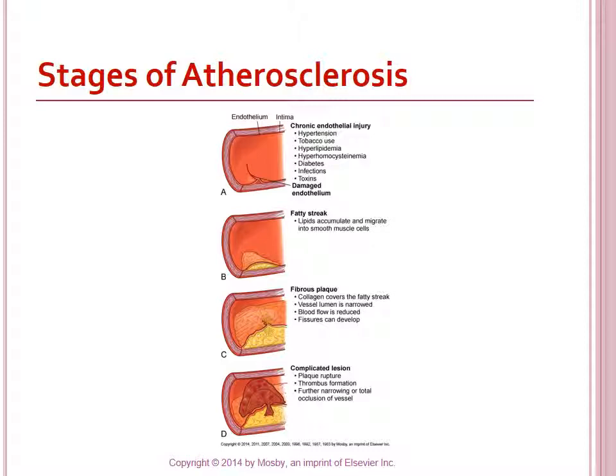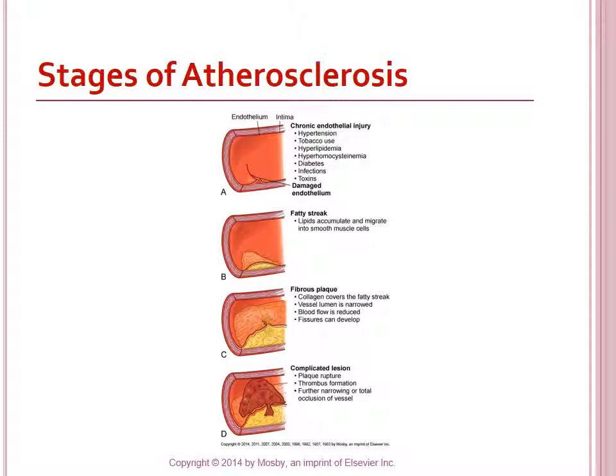CAD is a progressive disease that develops over many years. When it becomes symptomatic, the disease process is usually well advanced. The stages of development in atherosclerosis are: 1. Fatty streak, 2. Fibrous plaque, and 3. Complicated lesion.